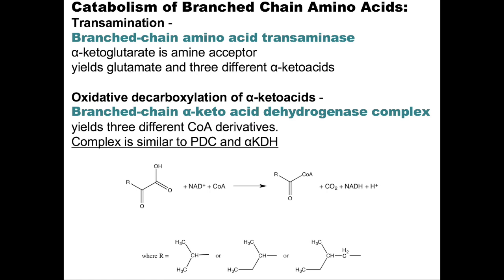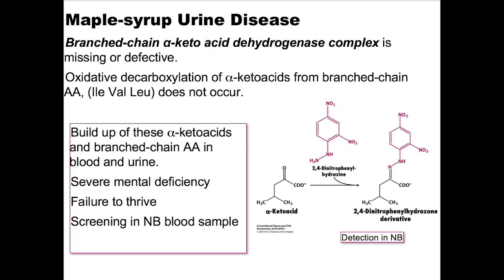The next thing that happens is an oxidative decarboxylation of the alpha-keto acids. This happens through the action of branched-chain alpha-keto acid dehydrogenase complex. It yields 3 different CoA derivatives. This complex is similar to the pyruvate dehydrogenase complex and the alpha-ketoglutarate dehydrogenase complex. The next disease is called maple syrup urine disease because the urine of these individuals smells like maple syrup. But this is actually a really terrible disease caused by a defect in the branched-chain alpha-keto acid dehydrogenase complex.